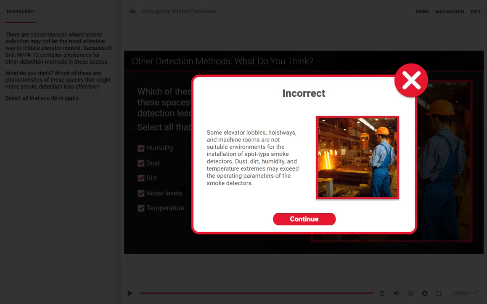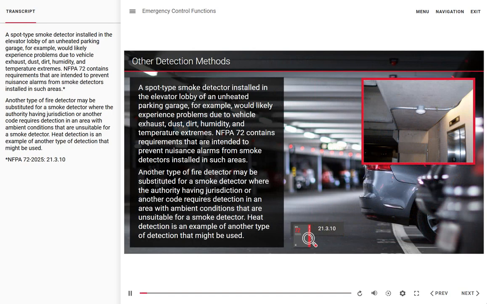Sorry, that's incorrect. Some elevator lobbies, hoistways, and machine rooms are not suitable environments for the installation of spot-type smoke detectors. Dust, dirt, humidity, and temperature extremes may exceed the operating parameters of the smoke detectors. A spot-type smoke detector installed in the elevator lobby of an unheated parking garage, for example, would likely experience problems due to vehicle exhaust, dust, dirt, humidity, and temperature extremes.